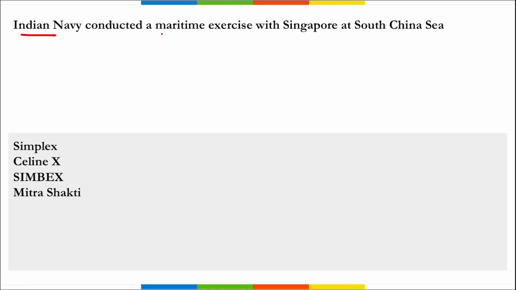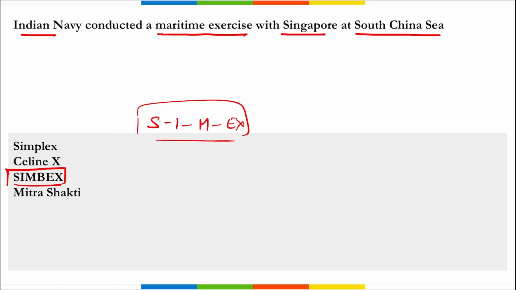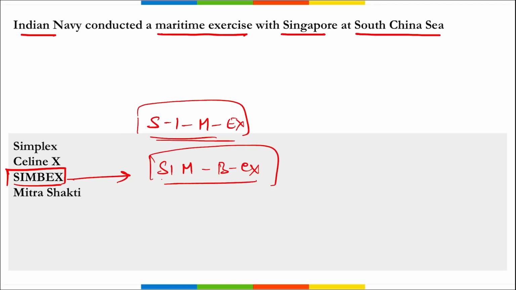Next, the Indian Navy conducted a maritime exercise with Singapore in the South China Sea. What is the name of that exercise? The name of the exercise is SIMBEX, right? SIMBEX is the Singapore India Maritime Exercise. So you can remember it like this: Singapore India Maritime Exercise, correct? And not just maritime, you can remember it like this: Maritime Bilateral Exercise, right? Correctly, SIMBEX. B was missing here. So SIMBEX is the Singapore India Maritime Bilateral Exercise.